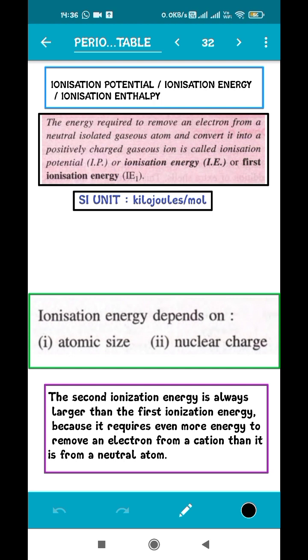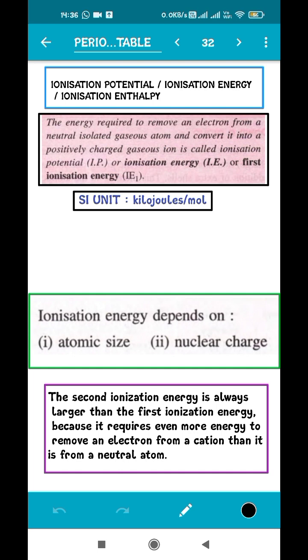Removing the first electron is much easier as compared to removing the second electron, because when the second electron is getting removed, we are not removing it from the atom, we are removing it from the ion. So the first ionization energy is always smaller compared to the second ionization energy. In order to remove the second electron, you have to apply much more energy. This has been written out here.